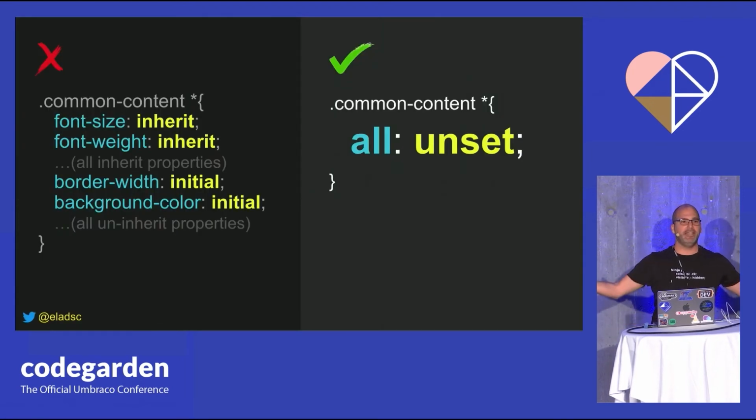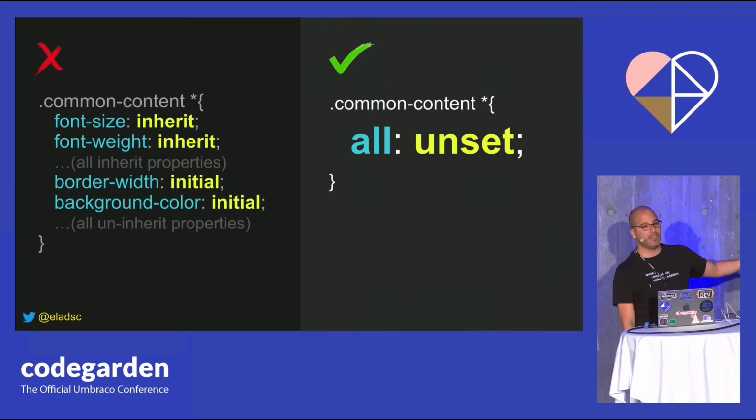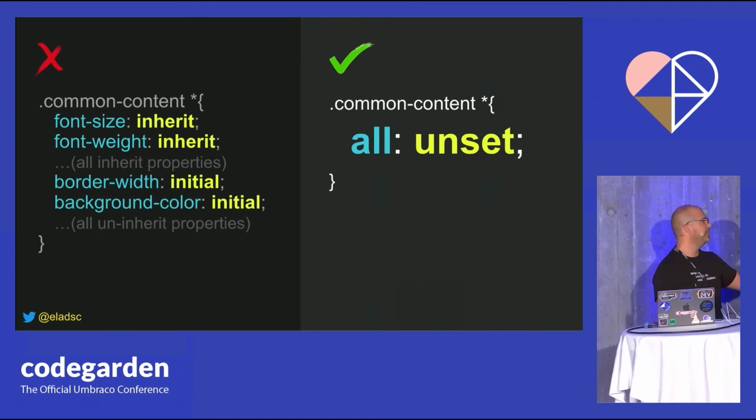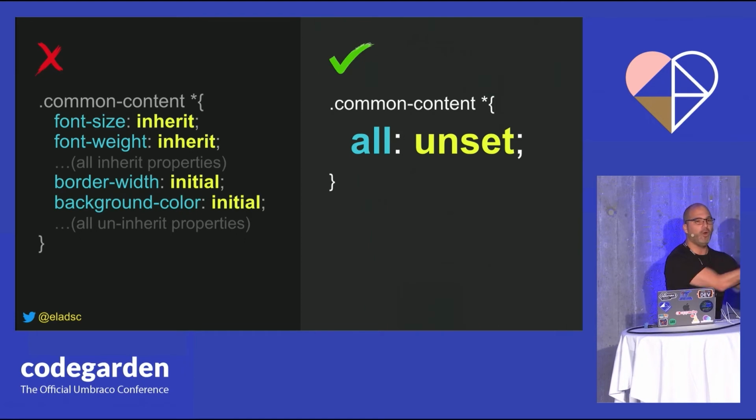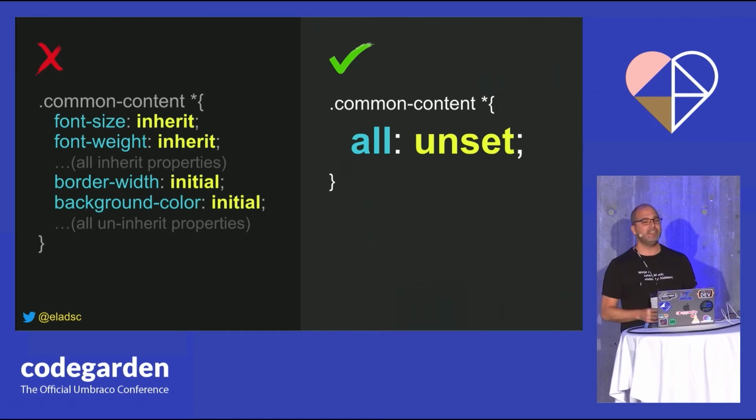And if you have a container where you want to reset all the inner elements, you can create a class name on the container that selects all the elements with the star selector. And instead of going one by one and resetting them, let's say font size inherit, font weight inherit, and so on, and all the other non-inherited properties, border width with initial, background color with initial, you can write just all unset. This resets all the elements inside the container with one definition. And this is a much better way to do all those CSS reset things.